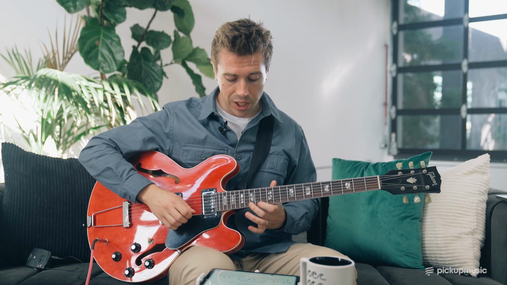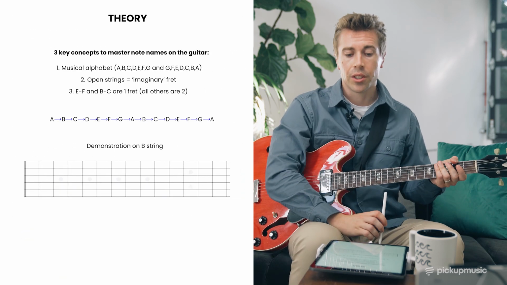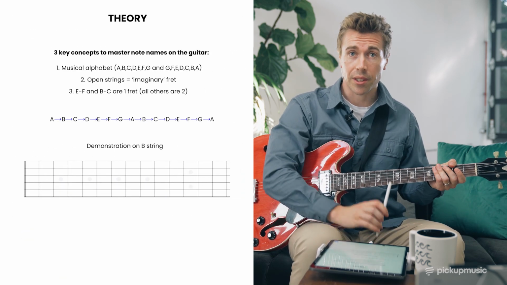So E, F, G, A, B, C, D, E, F, G, A, B, C, D. I was playing all of the white notes on a single string, and I'm going to share with you how to practice that. So it's going to be a 3-step method. You have to know 3 things.